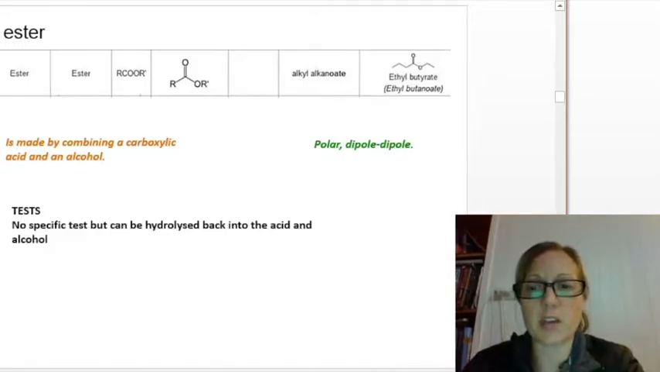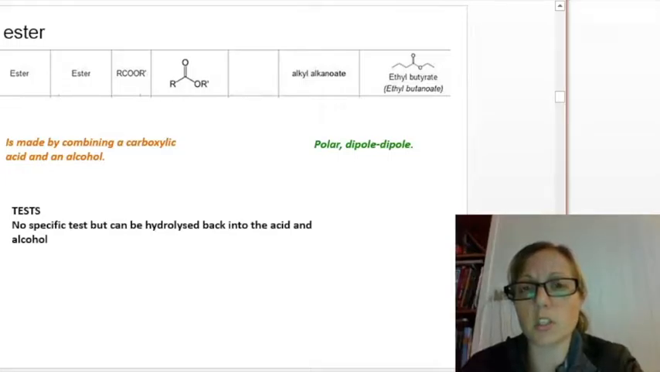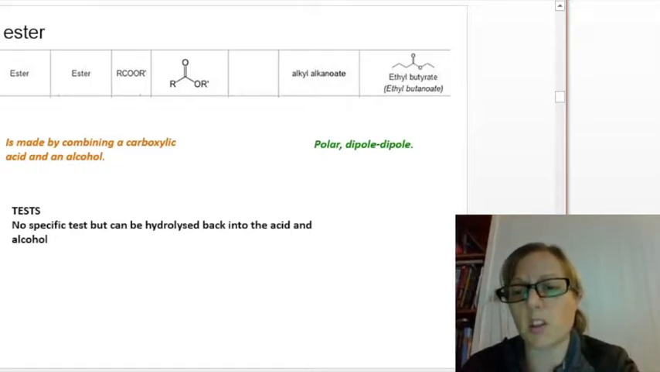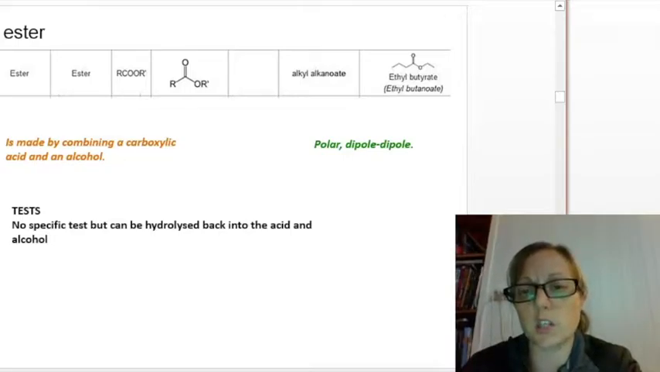So let's take a look at esters. Esters are things that we've all had some experience with, but we may not know we've had experience with. They're responsible for that smell with nail polish, and they often have a really sweet smell. Also, the banana flavour, the banana lolly smell. So any of those really sickly sweet smells are generally thanks to esters.